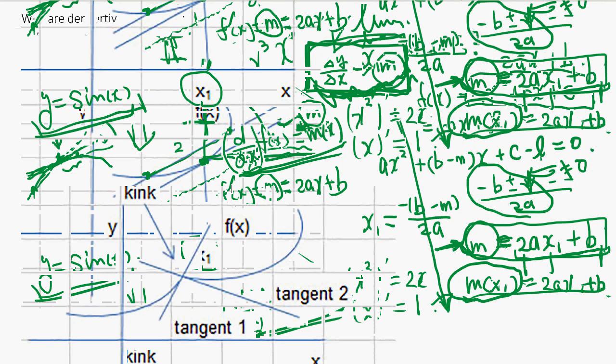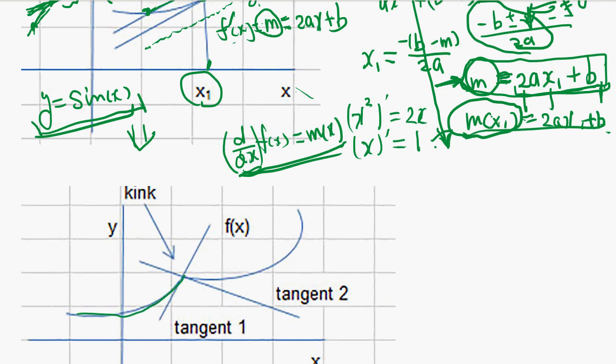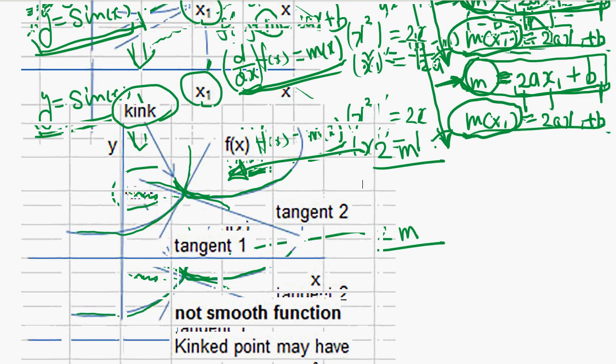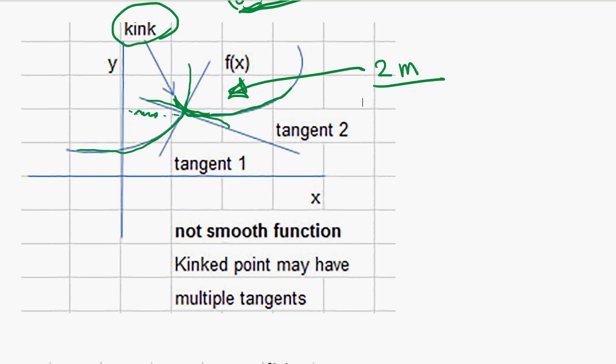So what happens if the curve is like this? Forget about this. Okay, this curve gives you the slope. This curve gives you the slope. So you have a kink point that has two m values, two derivatives. And this is called a not smooth function. But how do you define smoothness? You touch this with your finger and say, oops, there's a kink here. Then that's not smooth, but that's a physical definition of smooth.